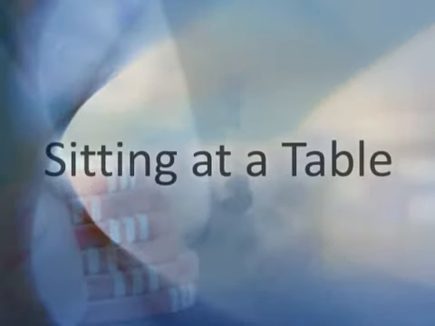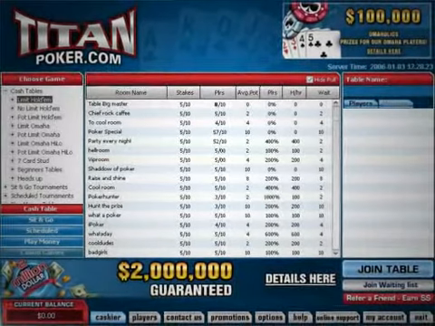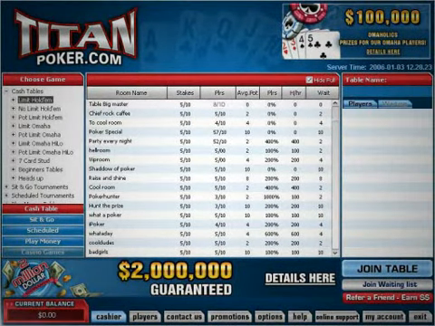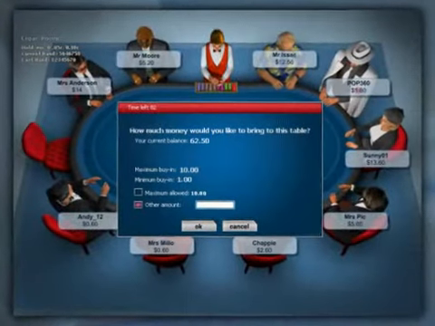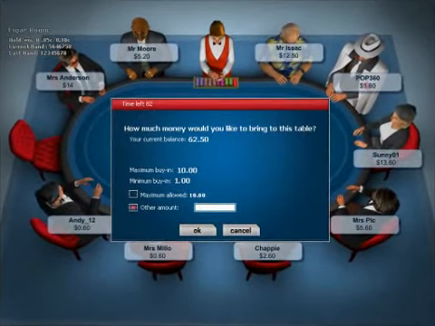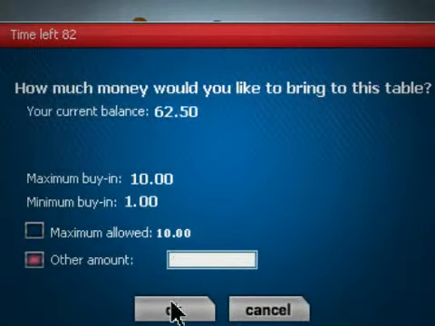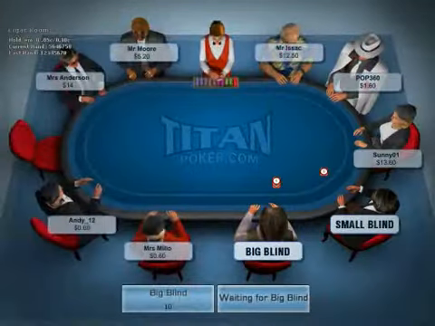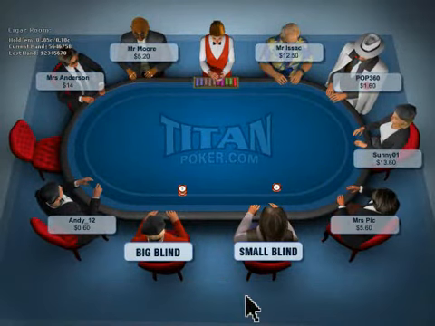Sitting at a table. This explanation will help you choose the correct table to sit at. First, find a table with a minimum of 8 players on it. Your buy-in amount should be 20 times the big blind. So, on a 5 to 10 cent table, your buy-in amount should be $2. When entering the game, make sure you wait for your turn to post big blinds.